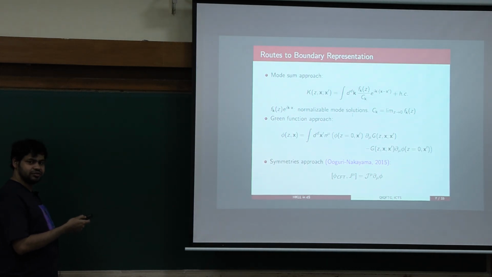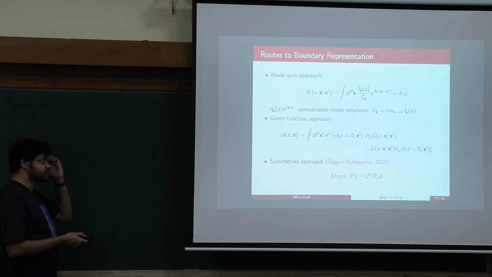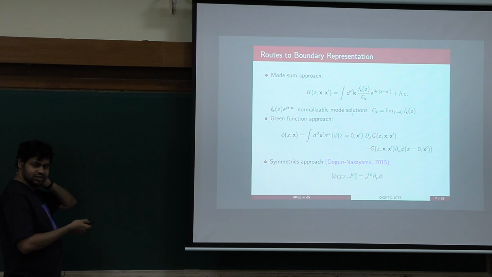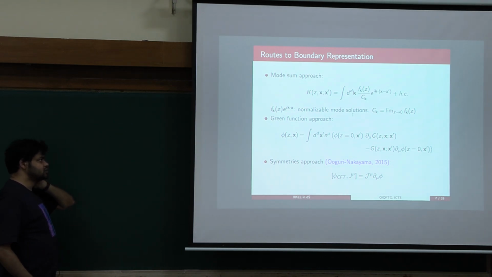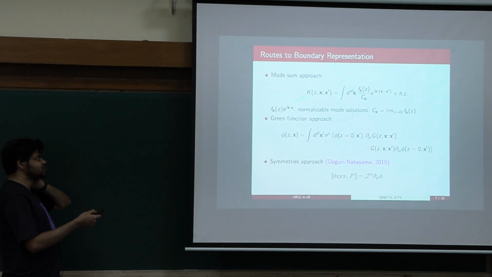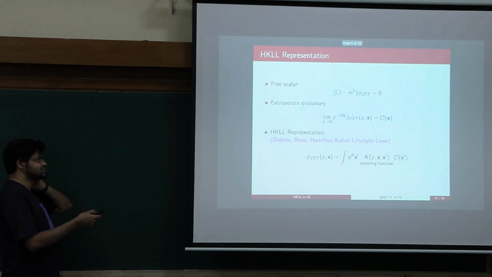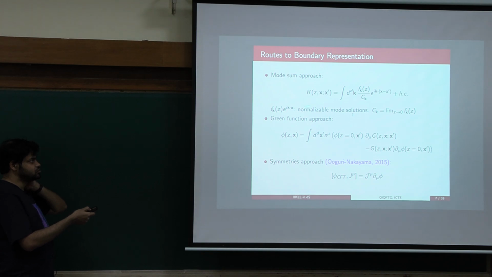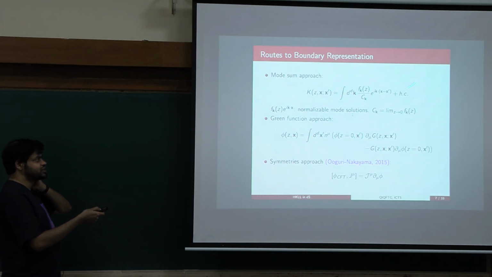There are like seven or eight different ways of finding the smearing function, or finding the boundary representation. Most of them were done by the original people, HKLL. Let me just go through a few of them. One is called the mode sum approach, but this is simply solving this equation by taking a Fourier expansion. You Fourier expand phi CFT, do the usual thing, put in the boundary condition, just the most usual way of solving a differential equation, and then you get a result like this.